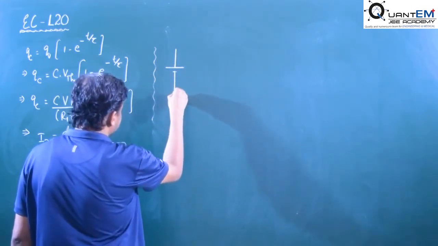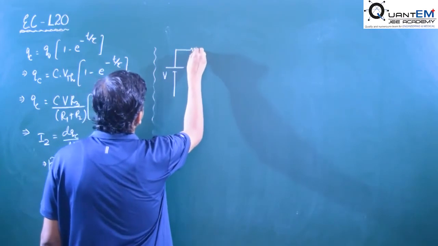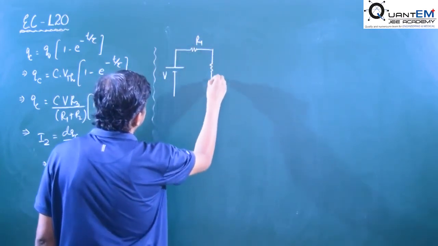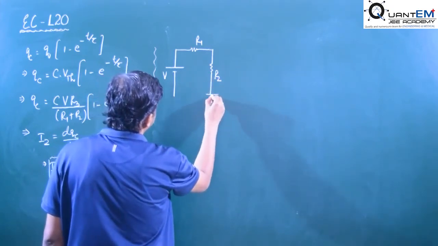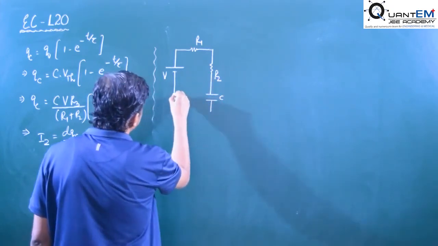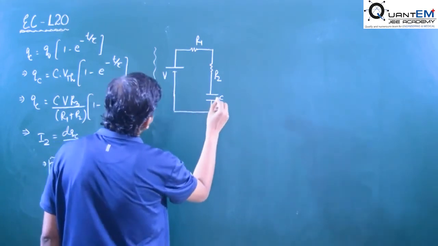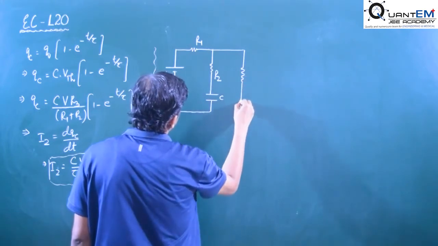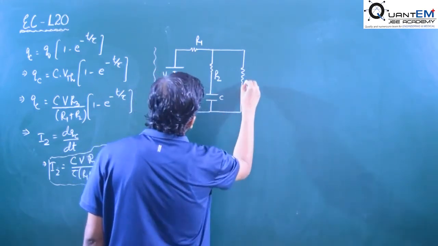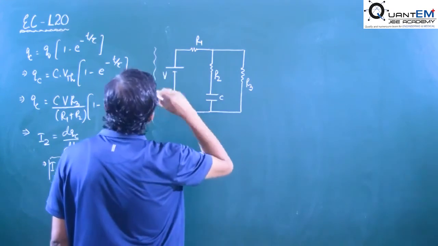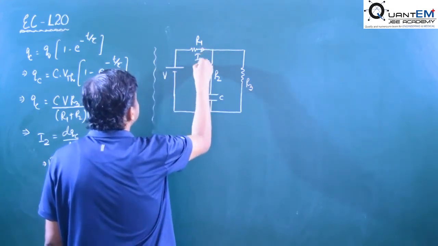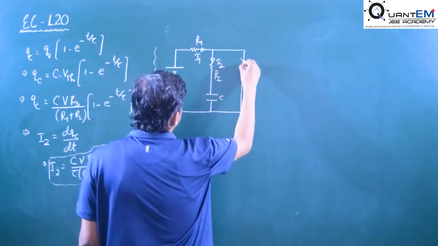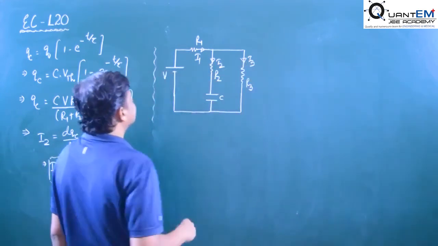Again we come to the circuit. Supply is V, this resistance is R1, it is R2, R3, I1, I2 is this, and this value is what we have, I3.